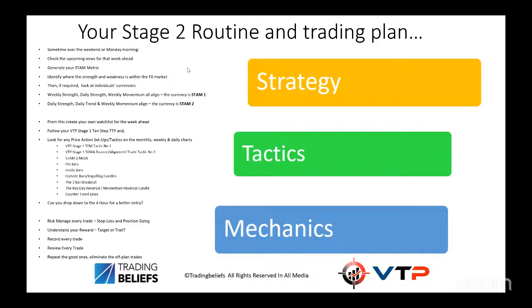And then really, you're following the best part of your VTP Stage 1 10-step tactical trading plan. You're looking for price action setups, tactics showing up on the monthly, weekly, and daily charts, things like TFM tactic number 1, tactic number 2, the 50 MA bounce, STAM 2 mech, pin bars, inside bars, engulfing candles, 3-bar breakouts, key reversals, momentum reversals, counter trend line breaks, etc. I share lots of tactics with you in Stage 2. There's lots of tactics there. You don't have to trade all of them.